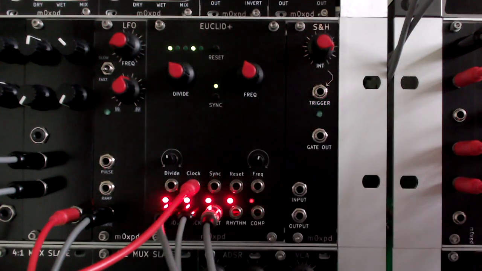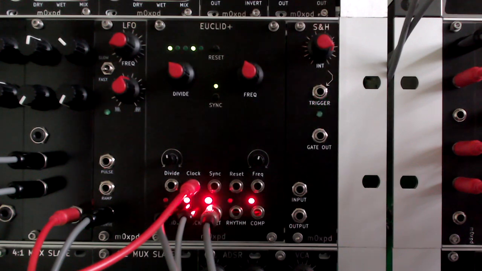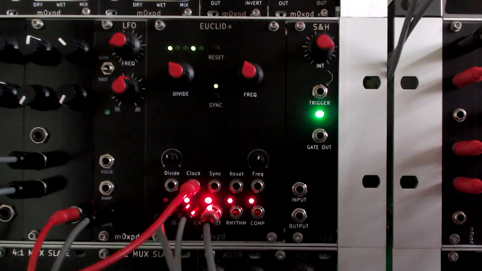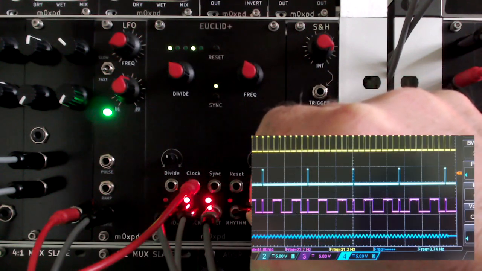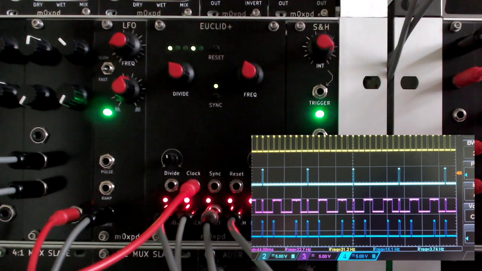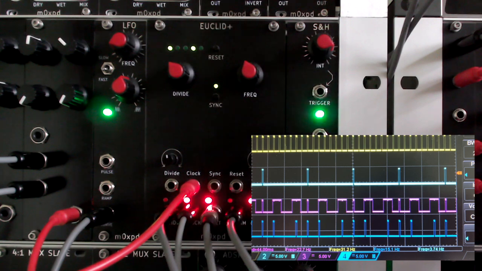Okay, I now have the same divide by 8 setting on the clock divider, a slightly different setting on the oscillator for interest, and I'm going to plug a 4th channel of the oscilloscope into the rhythm output. The system's in synchronous mode, and you can see on the oscilloscope that the output is steady. It's producing 3 pulses per 8 beats of the clock.